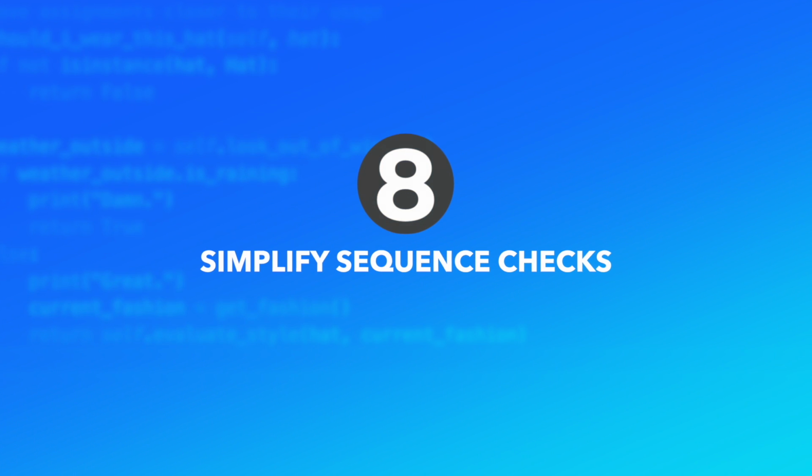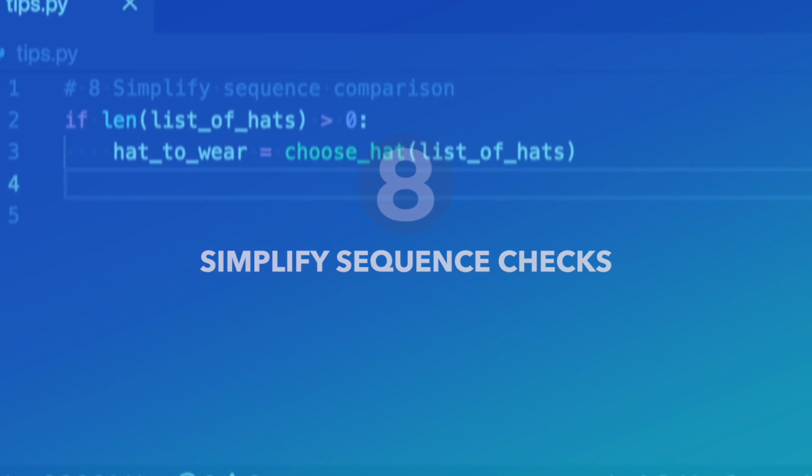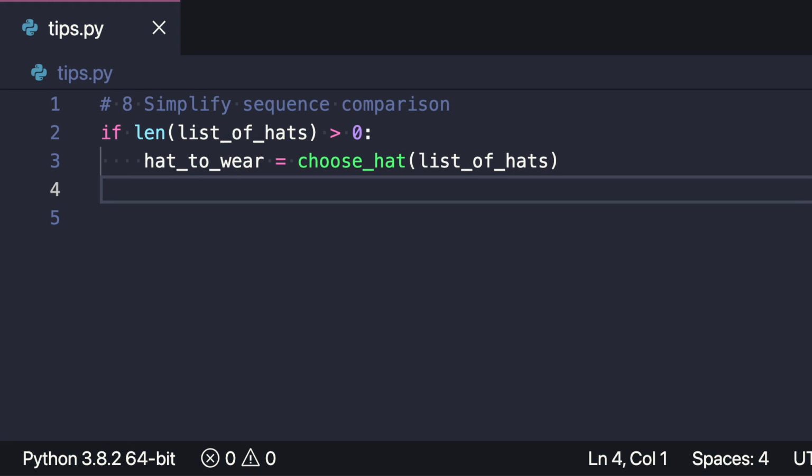Number 8. Simplify sequence checks. This is another thing I see very often. When you need to check if there are elements in a collection, for example in a list, you don't need to write if len(your_list) > 0. You can simply say if your_list.